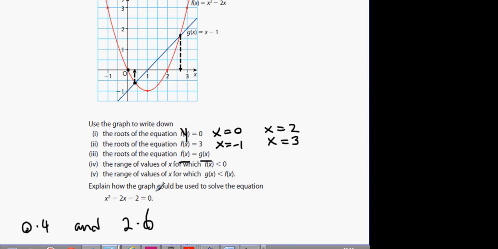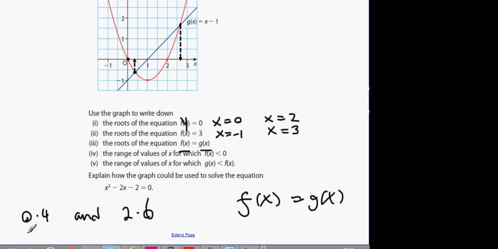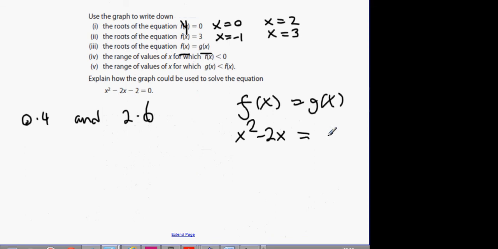Now guys, I have a way of doing this algebraically. How would you do it using algebra? What's the formula for f of x? Okay. What's the formula for g of x? Now I'm just going to bring them over to one side. What do I get now?